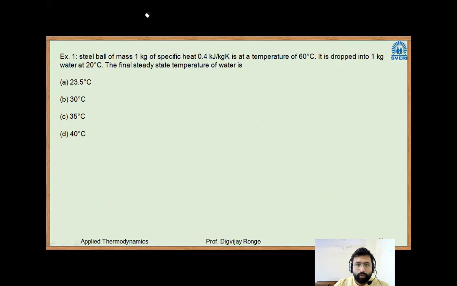Now, a very day-to-day example I have taken. This can be observed anywhere. I'll read the example, then we can solve. It says a steel ball of mass 1 kg, of specific heat 0.4 kilojoule per kg Kelvin, is at a temperature of 60 degrees Celsius. So there is a hot steel ball. It is dropped into 1 kg of water at 20 degrees Celsius. So there is cool water. The final steady state temperature of the water is.